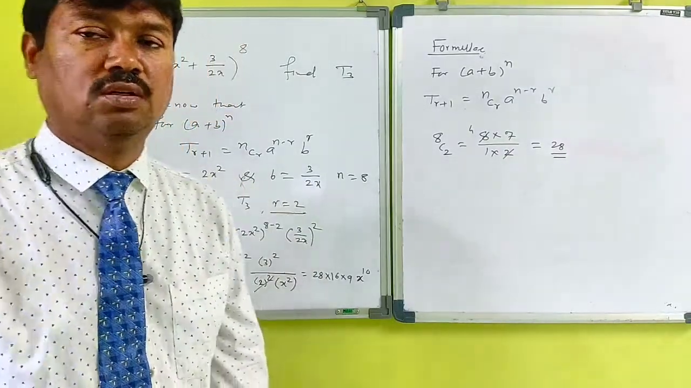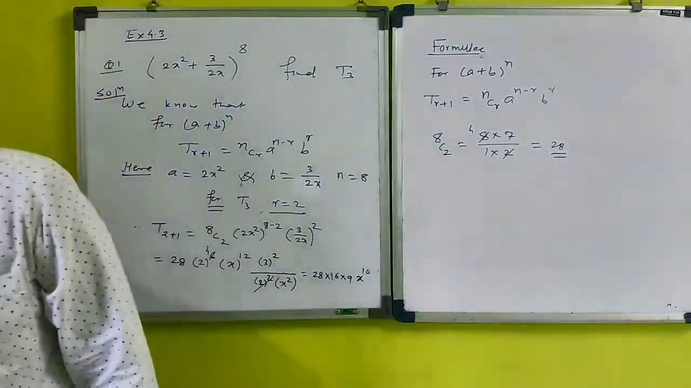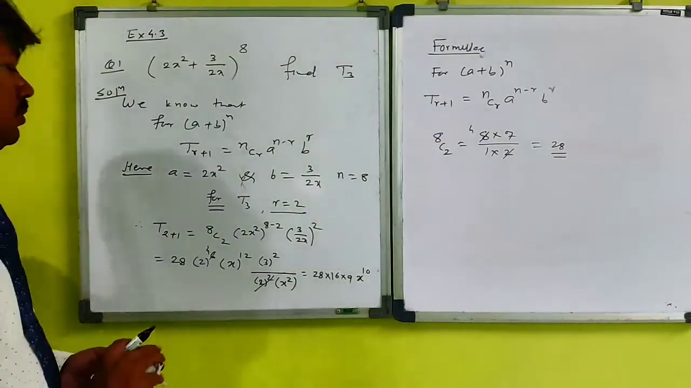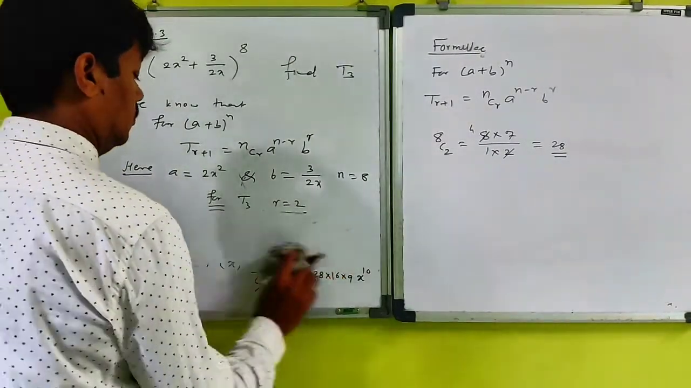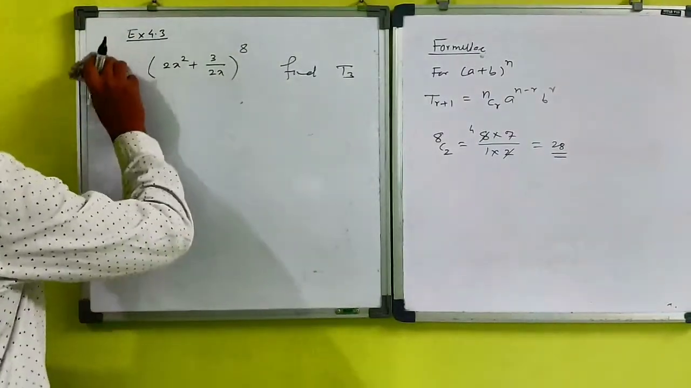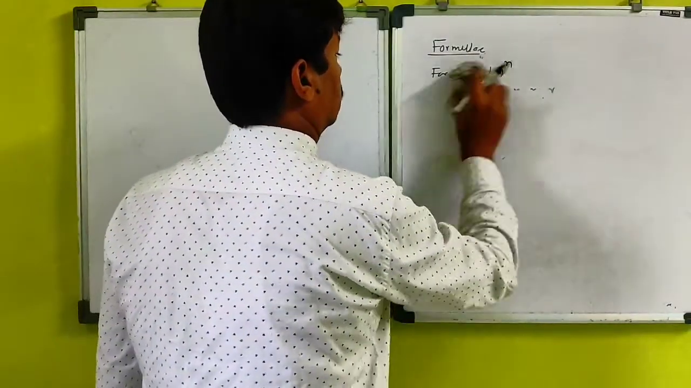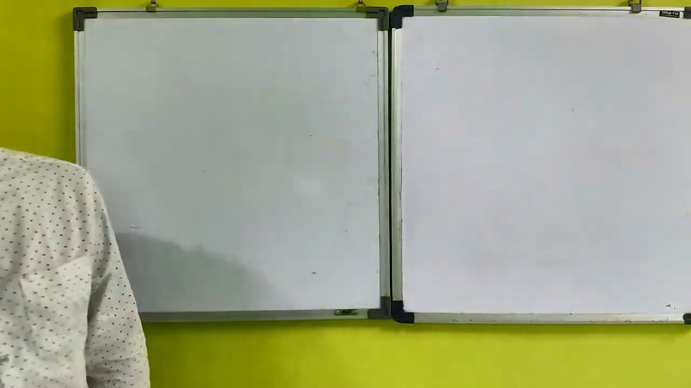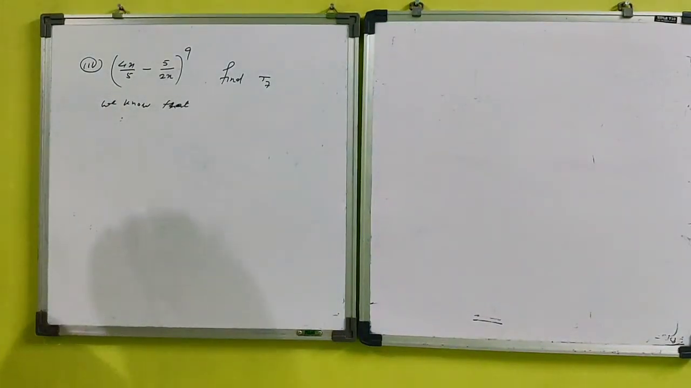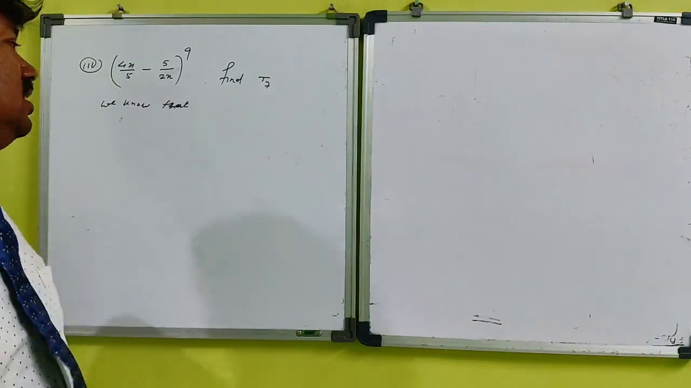So I think you understood what this sum is here. Move to the next sum. Question 3 here: (4x upon 5 minus 5 upon 2x) raised to 9. The question is find T7.